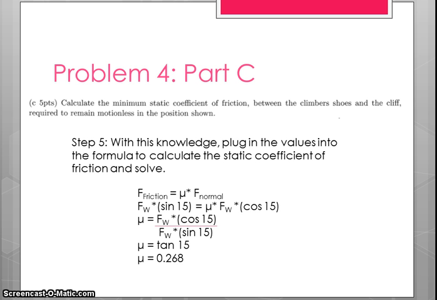So you do some algebra, and you notice that the wall force ends up canceling out, like in being equal to 1. And then cosine of 15 over sine of 15 is the tangent of 15. So mu equals tangent of 15, which is approximately 0.268, which is the minimum static coefficient of friction between the climber's shoes and the cliff required to remain motionless in the position shown.